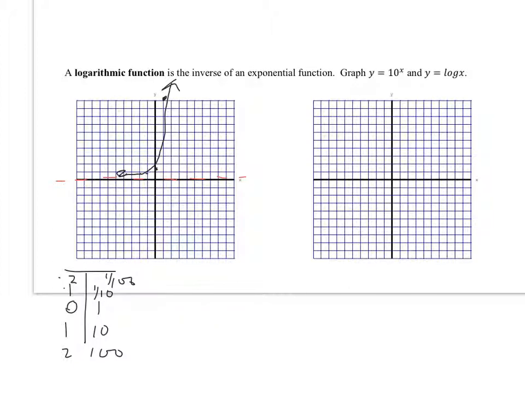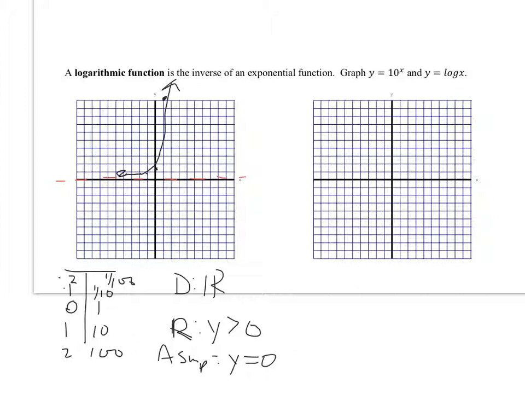So my domain here is all real numbers. My range, y has to be greater than 0, and my asymptote would be y is equal to 0.